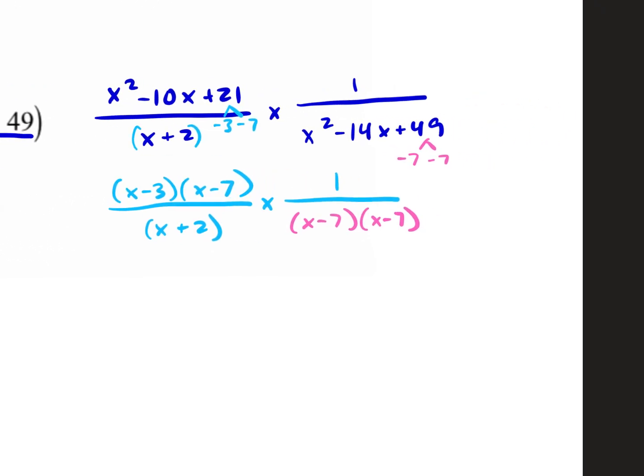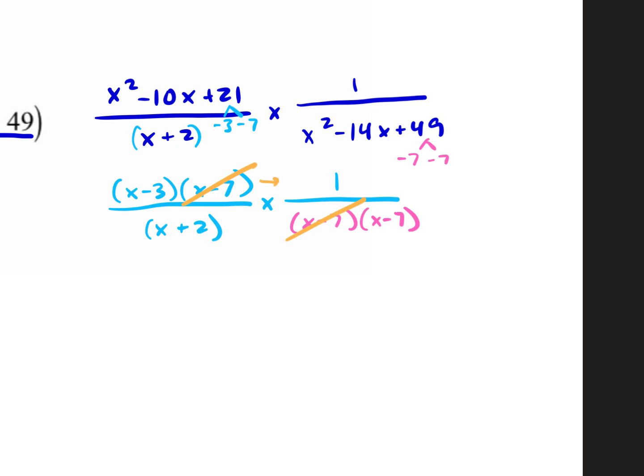Does anything cancel? x minus 7. Could I cancel out both x minus 7s? No, only one. You can only have a pair that cancel out. Since I only have 1 on the top, I can only cancel it out with 1 on the bottom.